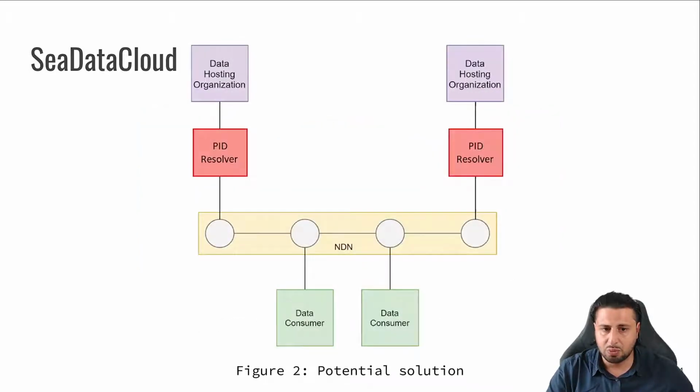So CData Cloud proposed the following model to introduce NDN at CData Cloud. With the NDN, data is cached at intermediate routers or hops. The data hosting organization pushes the object in NDN, where the PID resolver does the translation from PID name to NDN name and inserts the data in the NDN network. The data consumer then can request the object from the NDN network. However, their current model only supports one PID type. Interoperability of different PID types has not been realized yet in this model. We will talk more about NDN in the upcoming slides.